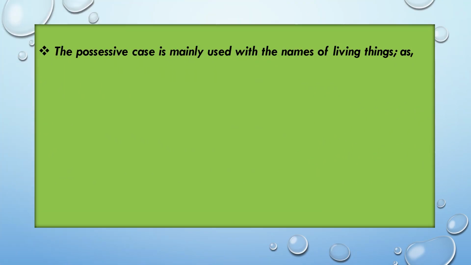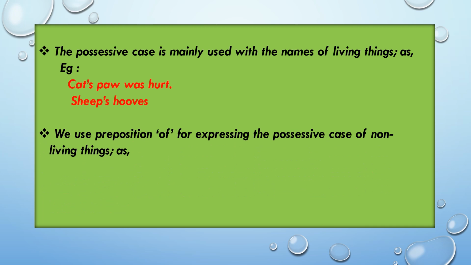So children, the possessive case is mainly used with the names of living things. As we can see in the example, cat's paw was hurt. So cat is a living thing, so we will use the possessive case here. Another, sheep's hooves. So sheep is also a living thing. So we will form the possessive case mainly with the names of living things.